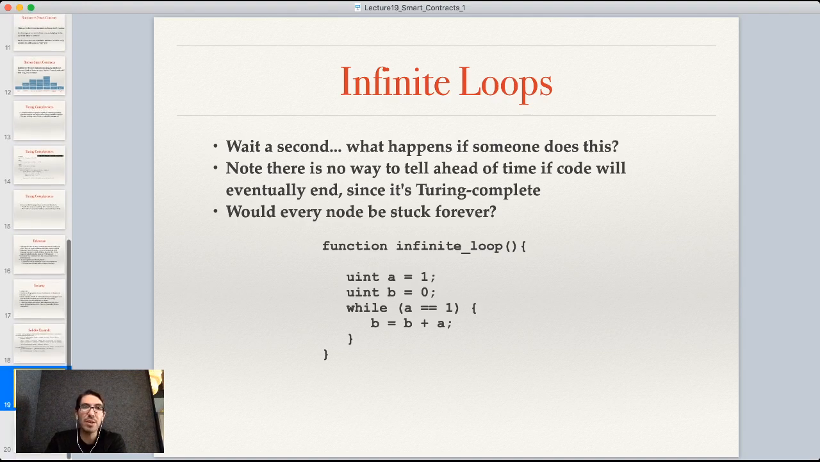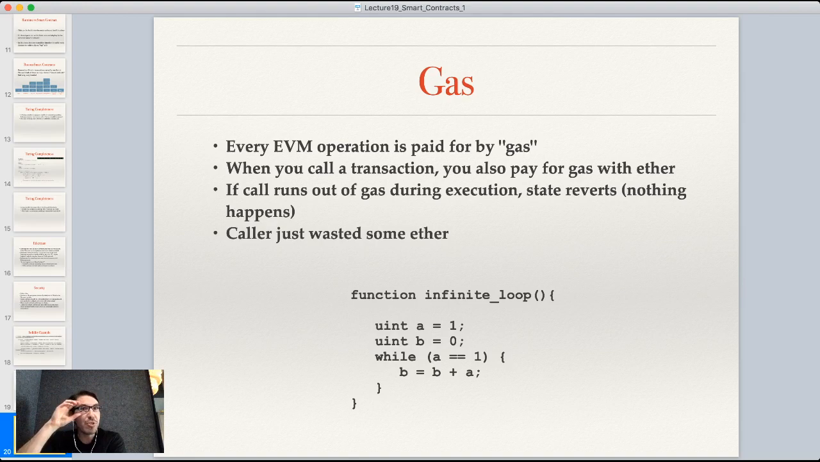And that solution is something called gas. Every EVM operation, every computation that you do, is paid for by gas. And when you call a transaction, you also state, here is how much I would like to pay for gas with Ether, and here is the maximum amount that I will spend. So if a call runs out of gas during execution, then the state reverts. Nothing happens, but the Ether still was used to buy that gas. So you were able to run this, at least for a while, but nothing happened. The state stays at state S. It never moves to state S prime. Everything just reverts, but you wasted Ether by buying that gas.